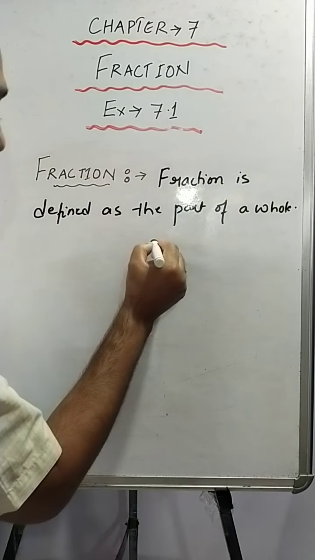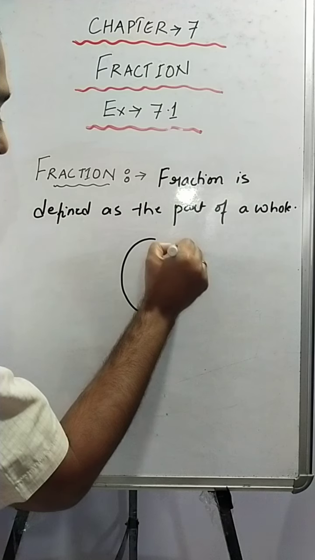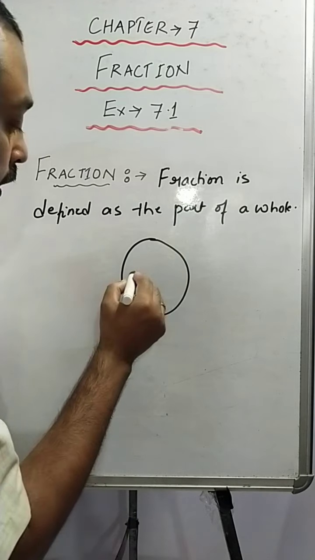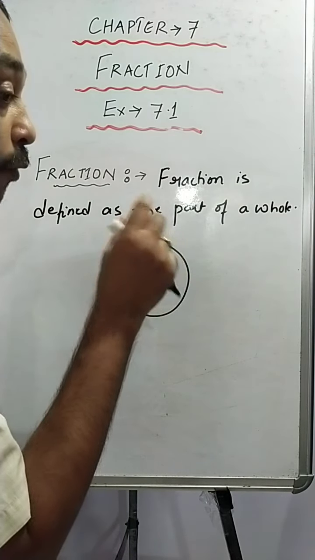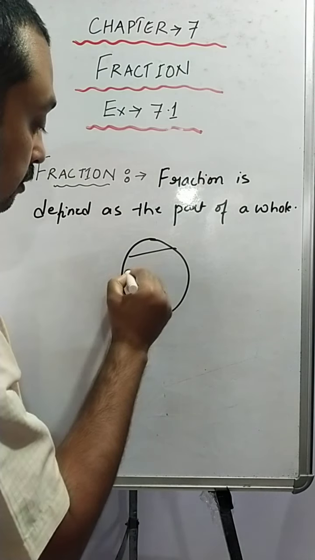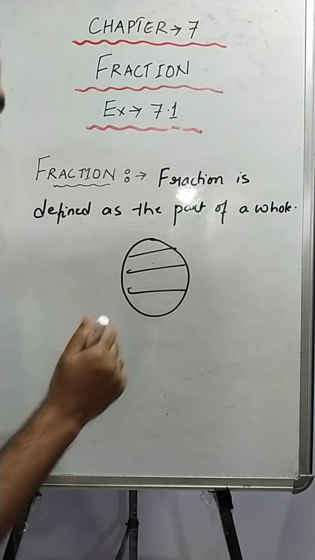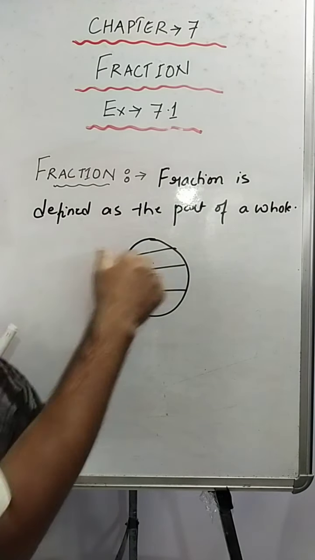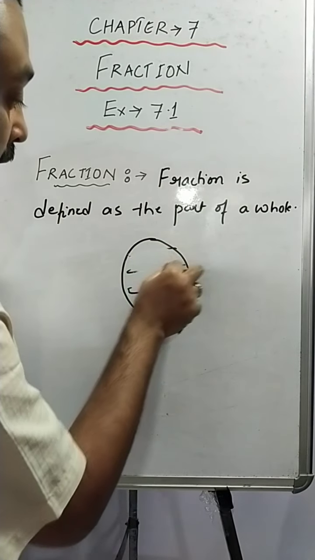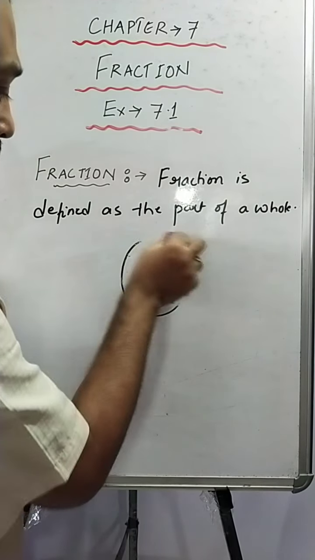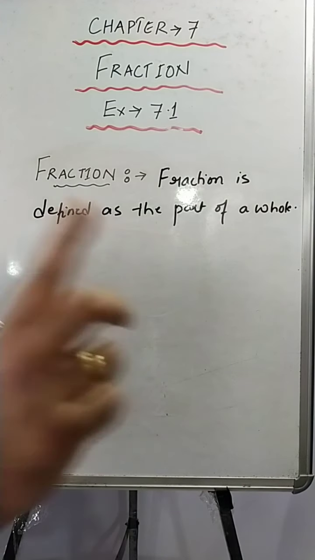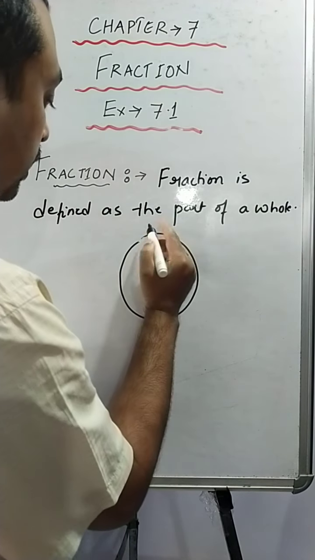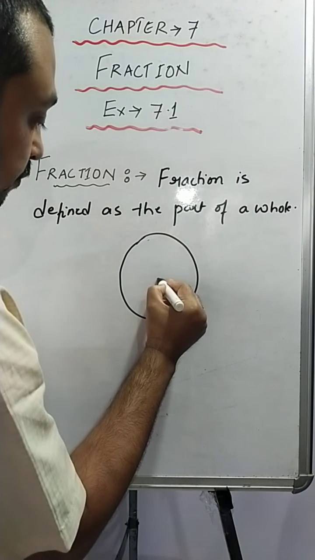Suppose this is a circle. If I divide this whole circle into 4 equal parts, I repeat, into 4 equal parts, not like this. These are not equal parts, isn't it? One part is bigger, another part is a little smaller. So you are not dividing the circle into equal parts. Remember that whenever you are dividing any figure, equal parts are very, very important here. Let me divide this figure first.